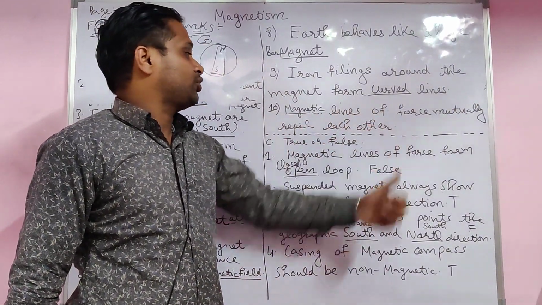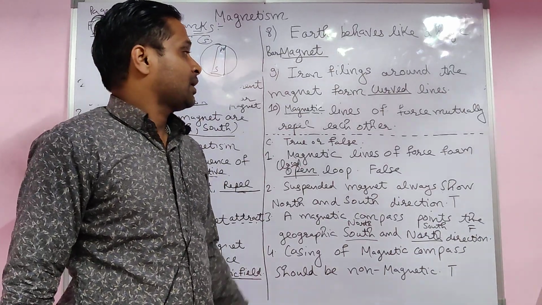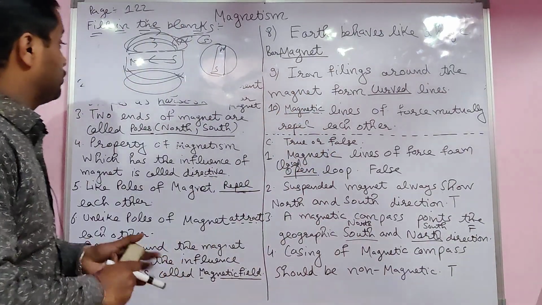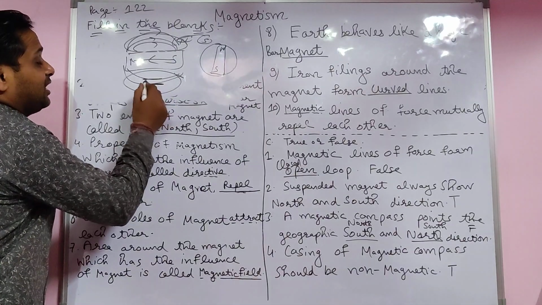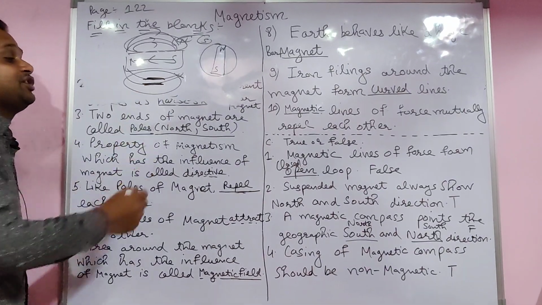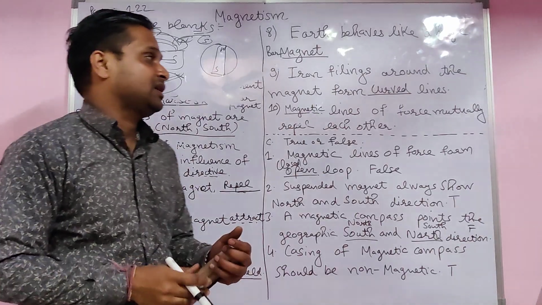Magnetic lines of force mutually repel each other. These magnetic lines are always parallel and repel each other. Keep in mind, they repel each other.